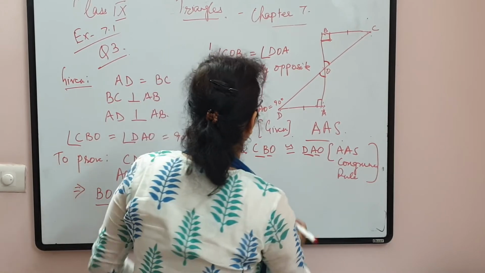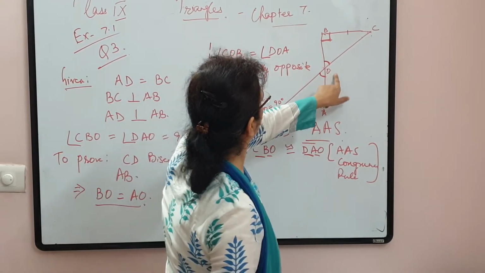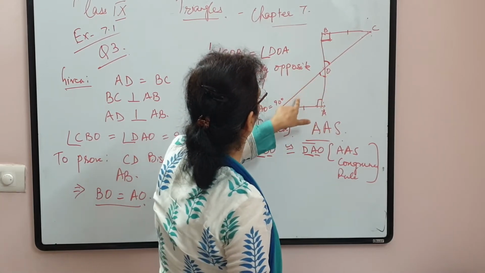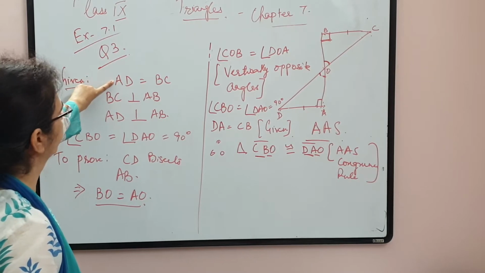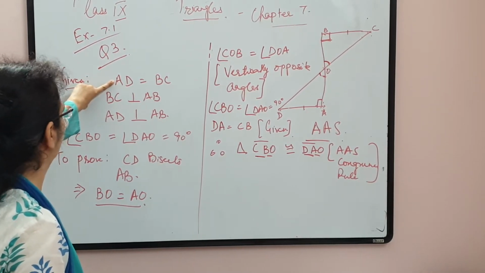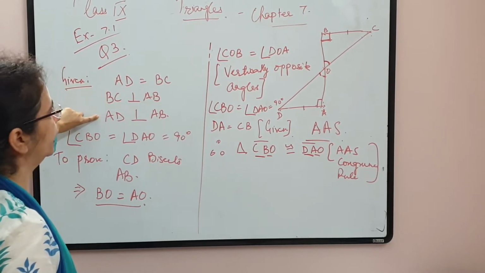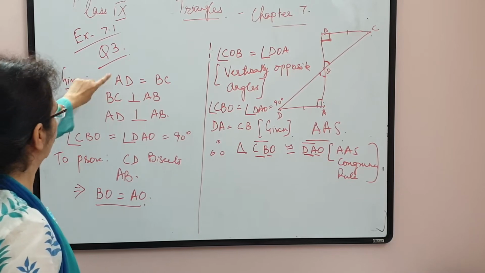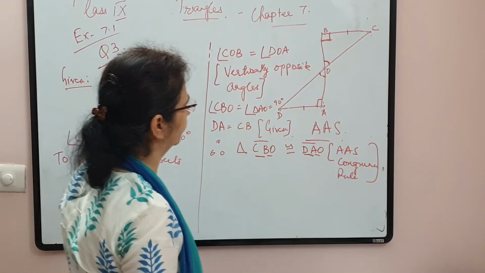And what else, children? The next thing is OC and OD. Was this given to you? What was given to you? AD and BC are equal. BC is perpendicular to AB. AD is perpendicular to AB. This was given to you. You have proved the congruence through the AAS theorem.